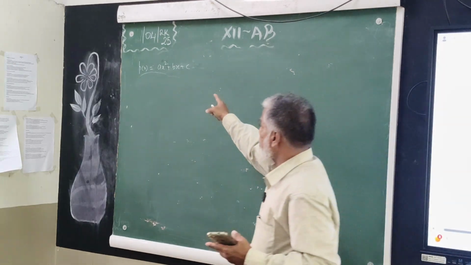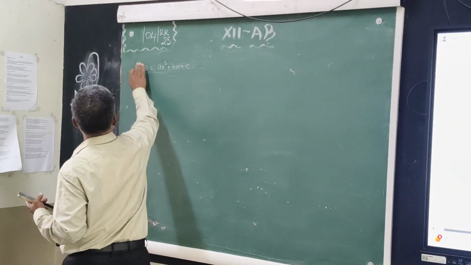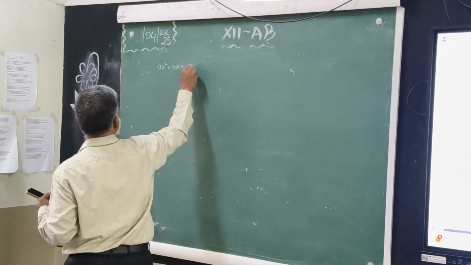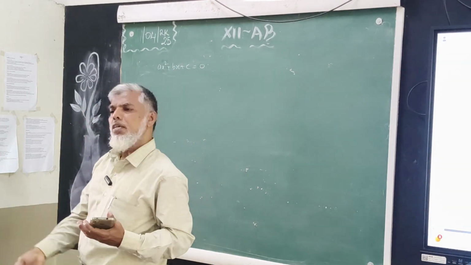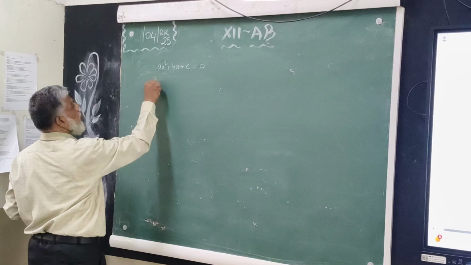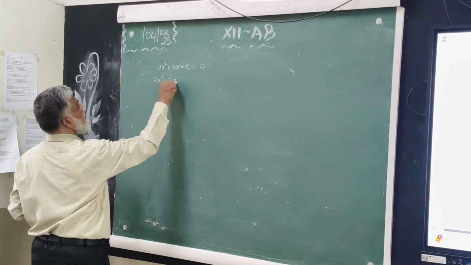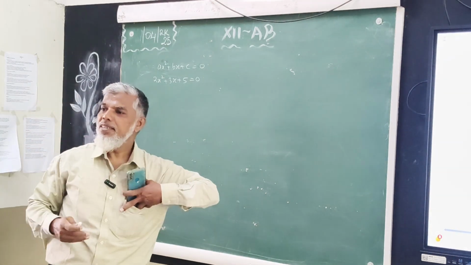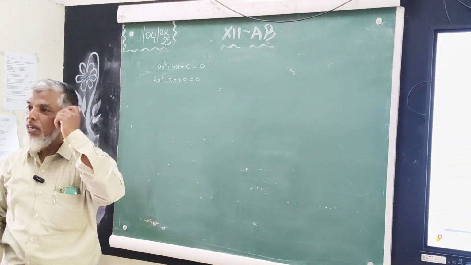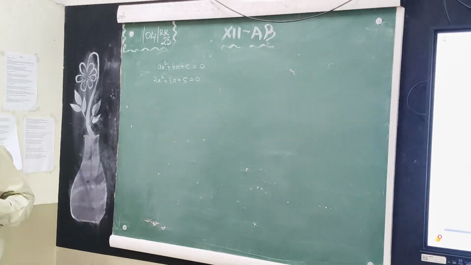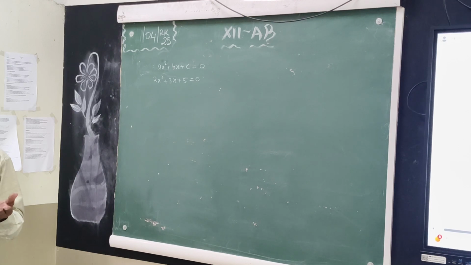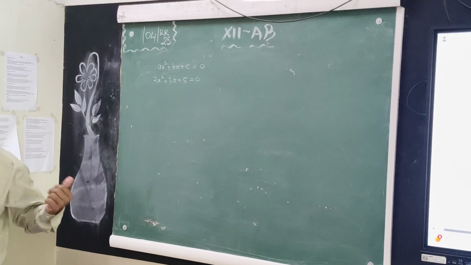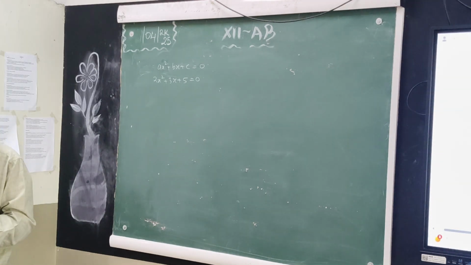Take the quadratic equation ax square plus bx plus c equal to 0. Okay. Take any example: 2x square plus 3x plus 5 equal to 0. Draw the curve. For drawing a curve, how many points do we require? For a straight line, 2 points are enough. For drawing this curve, how many points do we require?